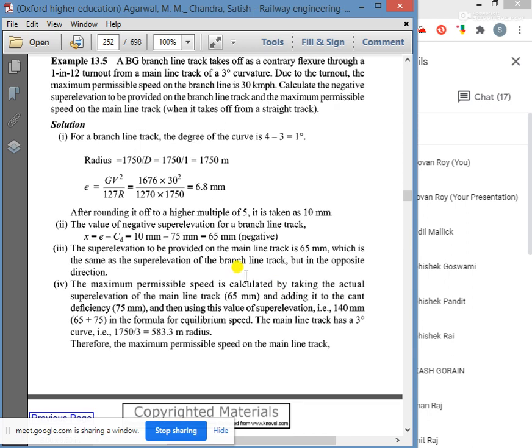Okay, so first calculate the degree of the curve of the branch line, the radius of the curve, the equivalent superelevation for the branch line, and the negative superelevation for the branch line. After the negative superelevation, find out the superelevation for the main line. Now calculate the actual superelevation of the branch line.